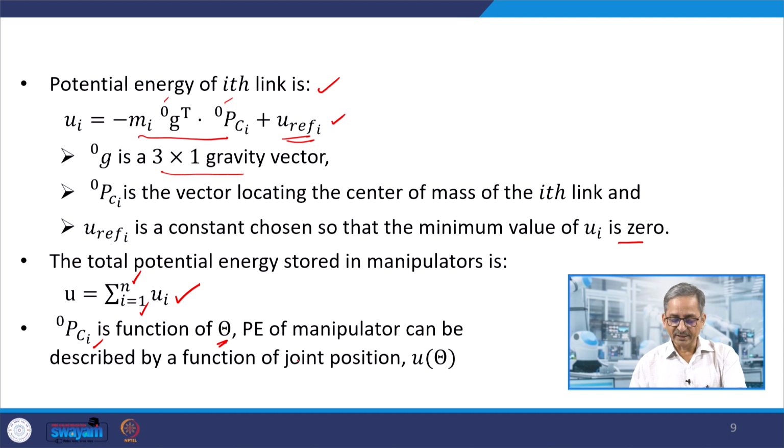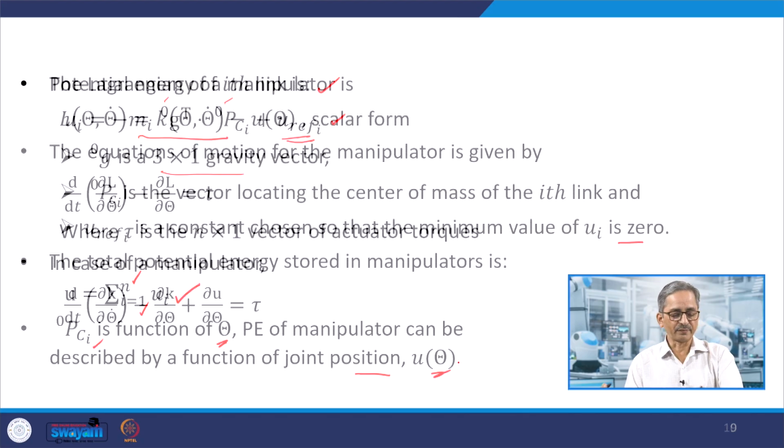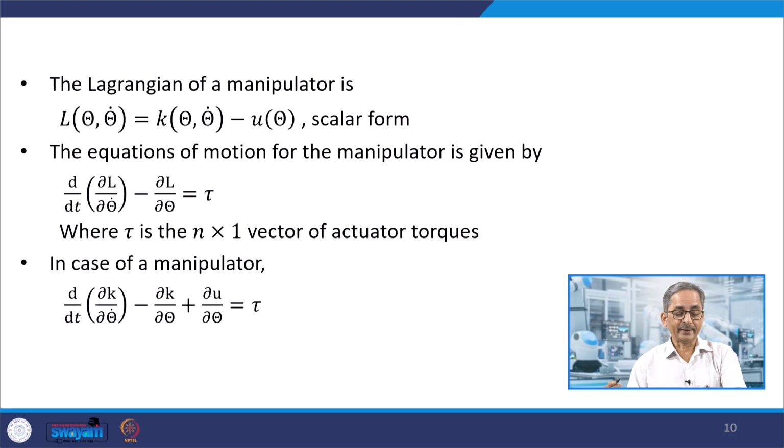So, the potential energy of the manipulator can be described by a function of the joint position. So, this way we can do. The Lagrangian of a manipulator, if we want to write it, I have evaluated this term for all the links. Similarly, I have evaluated this term for all the links. So, I can evaluate the Lagrangian.